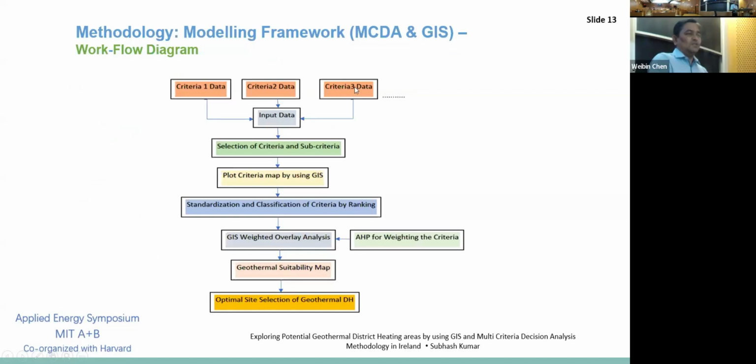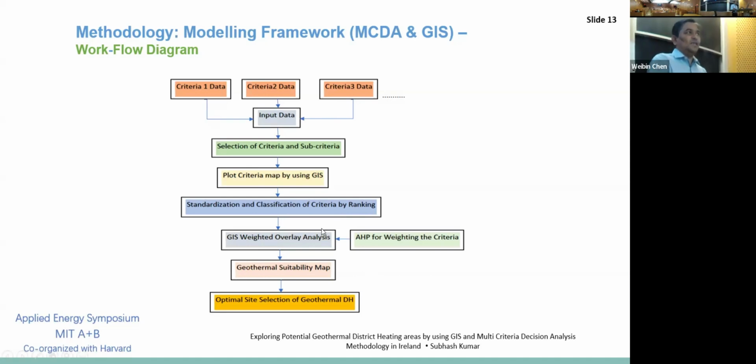So this is the flow chart of this work. From the data point of view, we have collected all these data inputs. Then we go for the selection of the criteria and sub-criteria that we need for this development. Then this can be mapped through the GIS, and after that we give the ranking, because in a particular area there may be more than one location, so these locations can be prioritized, that is, which location we need to develop first for these district heating areas.